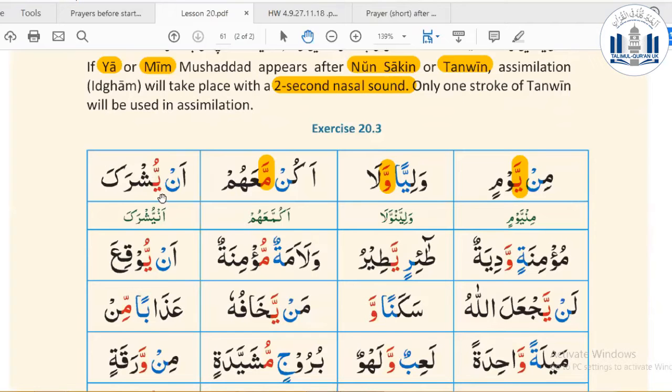Now in this case, you have ya mushaddad that appears after noon sakin, doesn't it? So when that happens, you read a 2-second nasal sound. That's why when you join the alif to the ya, you produce a 2-second nasal sound in between because of the noon sakin. And then you join that to the sheen because of the sukoon. Well done. Excellent. Really, really good.